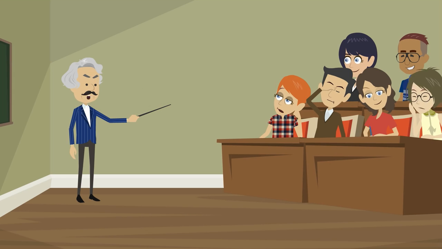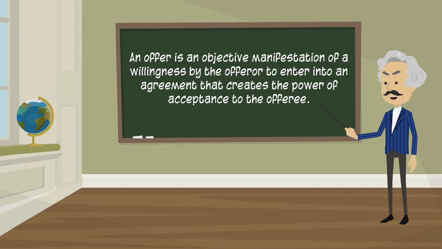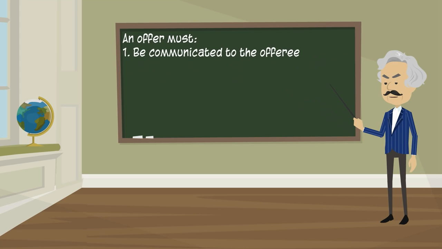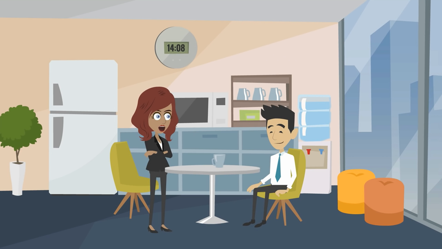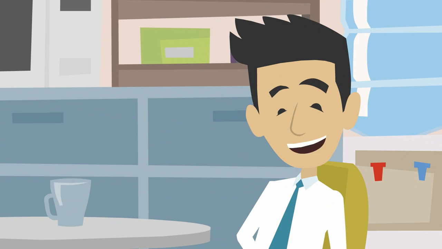An offer is an objective manifestation of a willingness by the offeror to enter into an agreement that creates the power of acceptance to the offeree. An offer must: 1. Be communicated to the offeree. Did you receive my offer? Yes, I did.